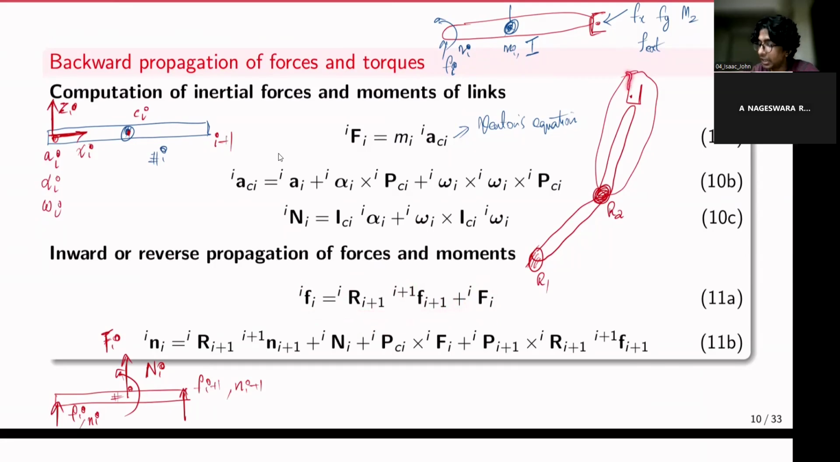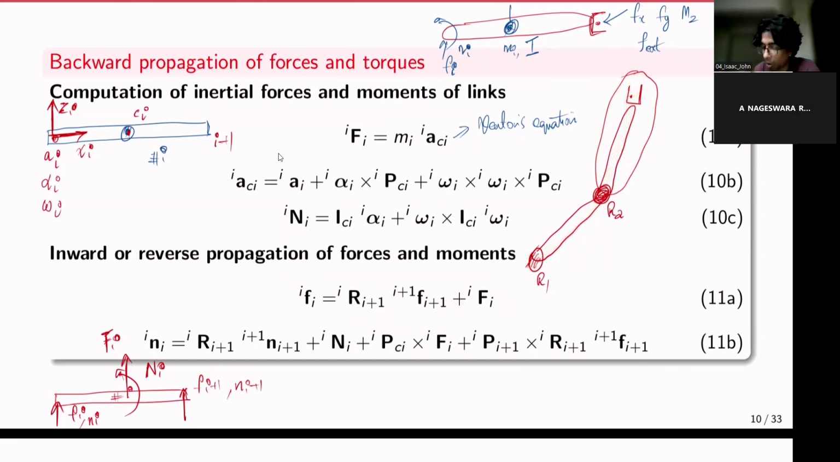And at the very distal end, at the very final link, this term would be the external forces. And in the subsequent iterations, you will be able to obtain the forces starting from the external force all the way to the ground link using the backward propagation.